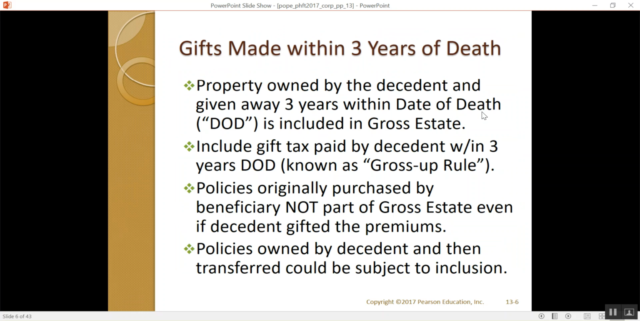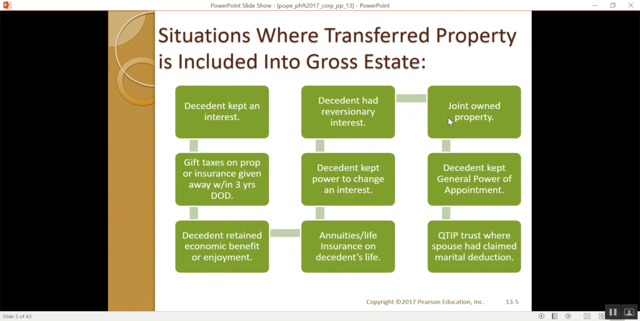Joint owned property is included in the decedent's gross estate, and so forth. So all of these concepts are covered in the book, and you can read through them, and we might cover some of them in a little more detail as we go on here.